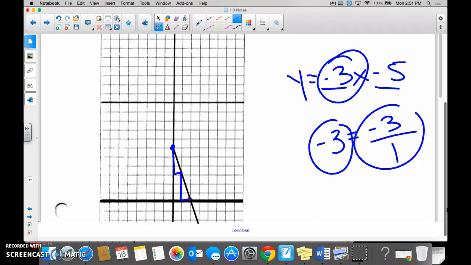A rise of negative 3 means we're going which direction? Up or down? Down. Negative means down. A run of negative 5 means we're going which way? Right or left? Left. So make sure you understand your positives and your negatives. Last one.